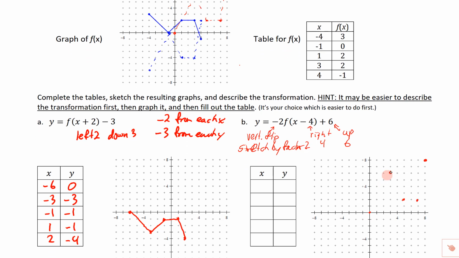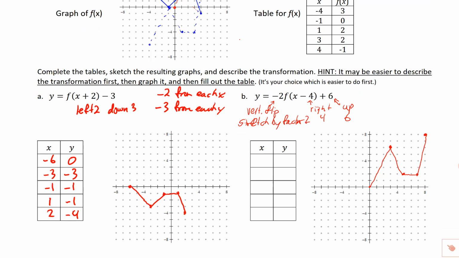So let's see what we've got here. We'll try and connect those really nicely. Get that all connected, and that's what it looks like. Now, does that look like the blue graph that's up here, the parent function? Does that look like we vertically flipped it, vertically stretched it, and then moved it to the right and up? So right 4 and up 6. That looks pretty good to me.